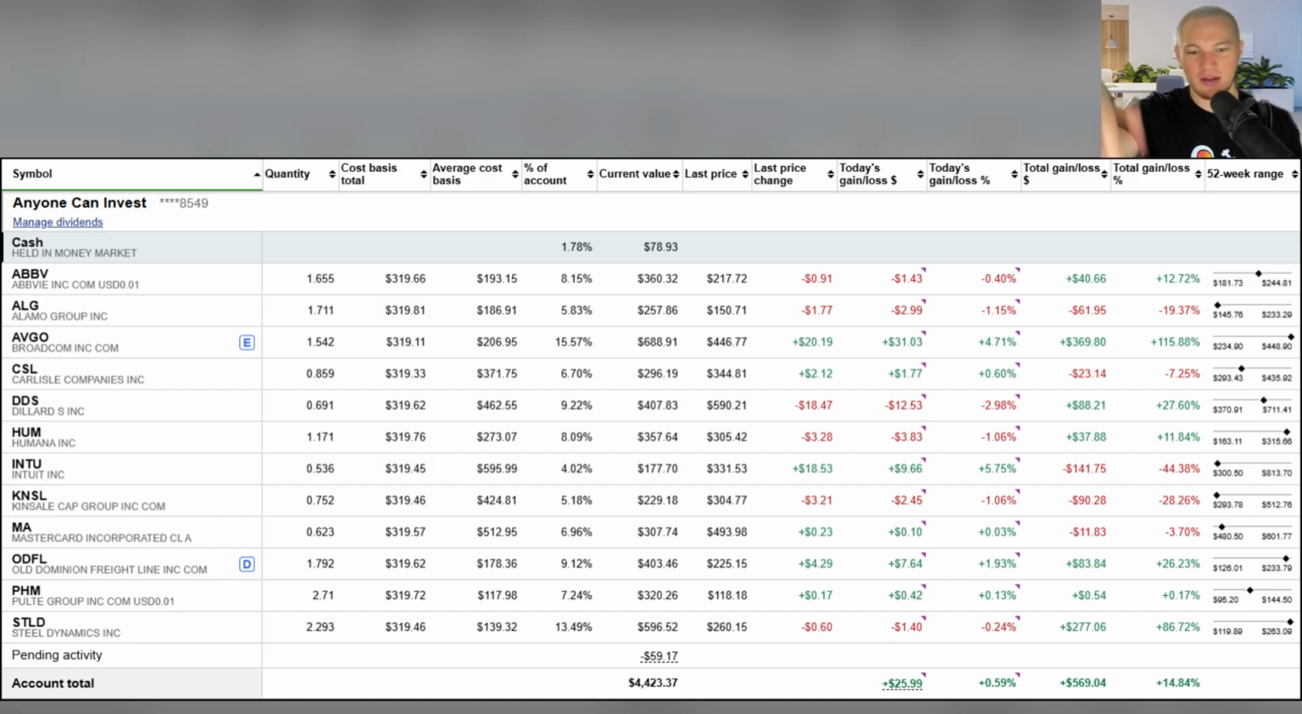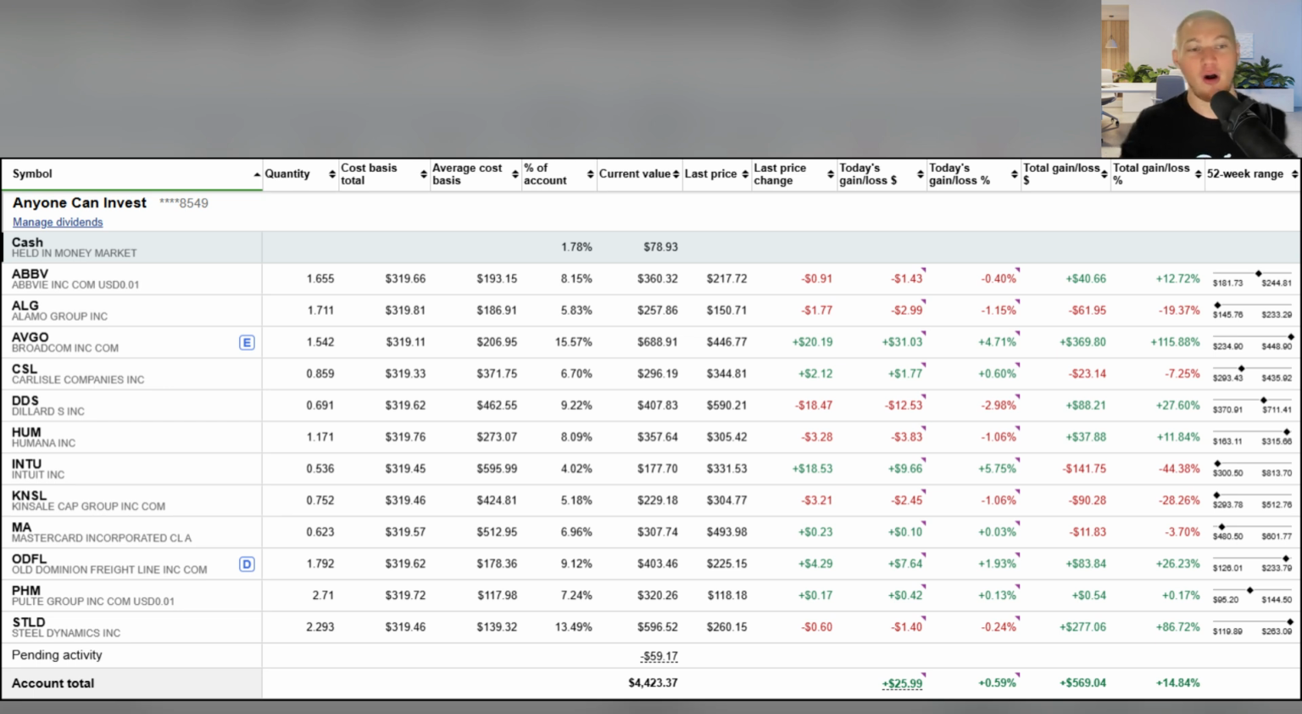Down at the very bottom, you guys can see the account total sits at $4,423.37. We're getting really close to $4,500. Again, I do this portfolio with $60 bi-weekly. That's all I've ever added to it. $60 every other week for 2 years, and we're up to almost $4,500, which is super cool.